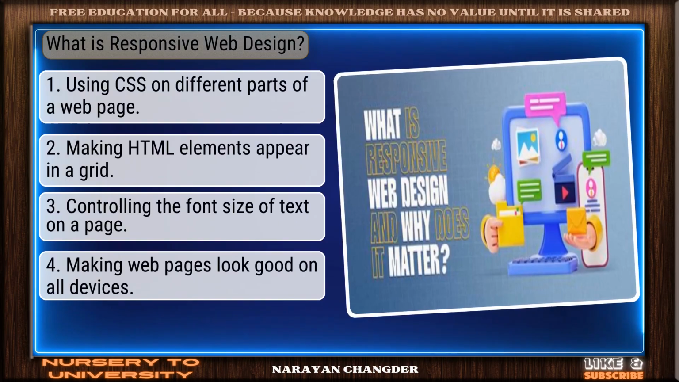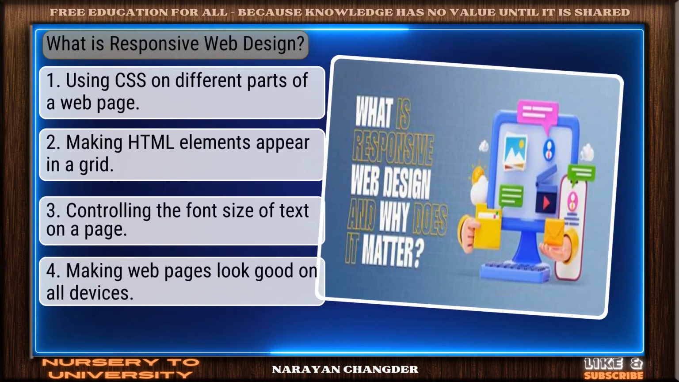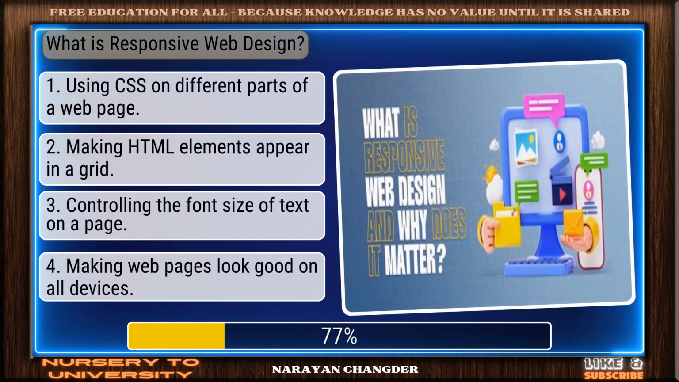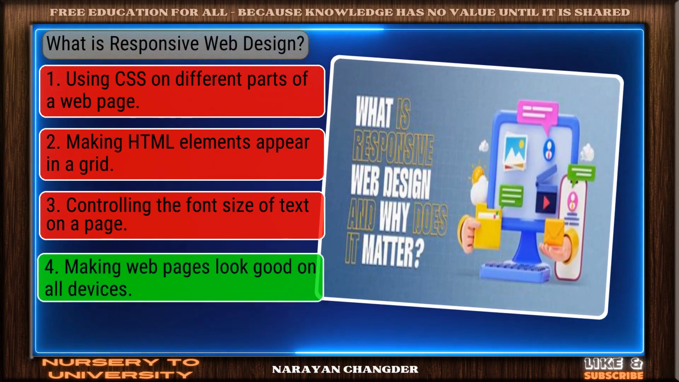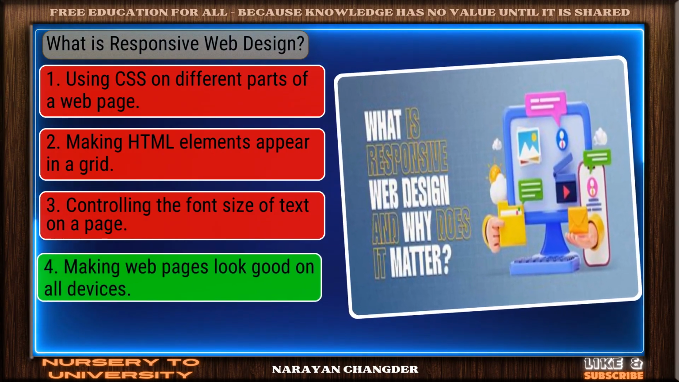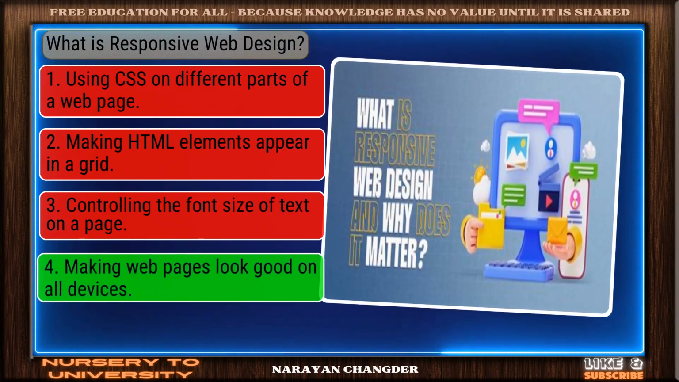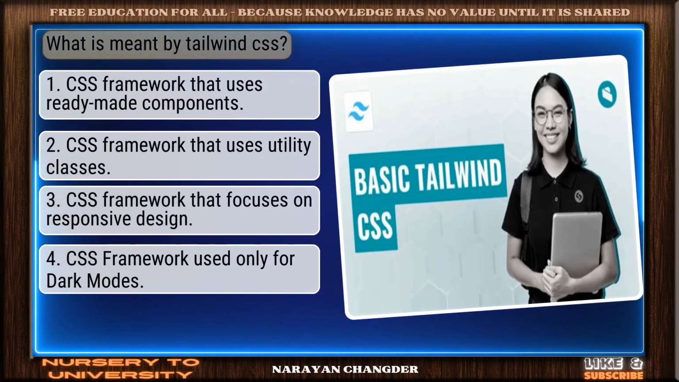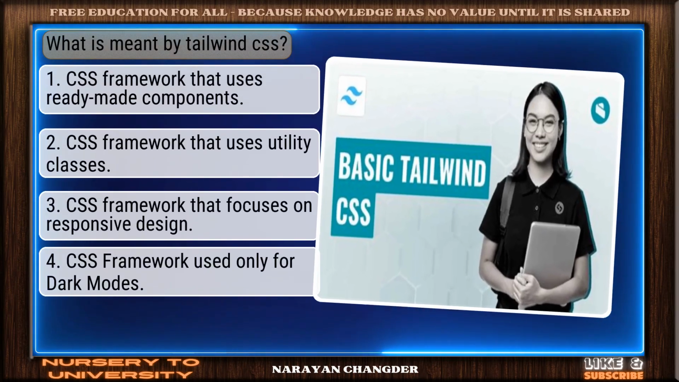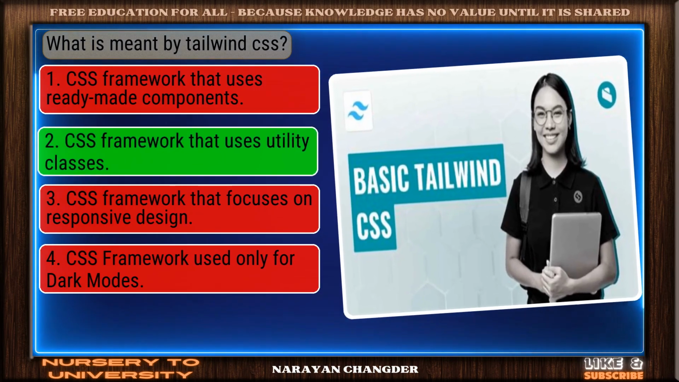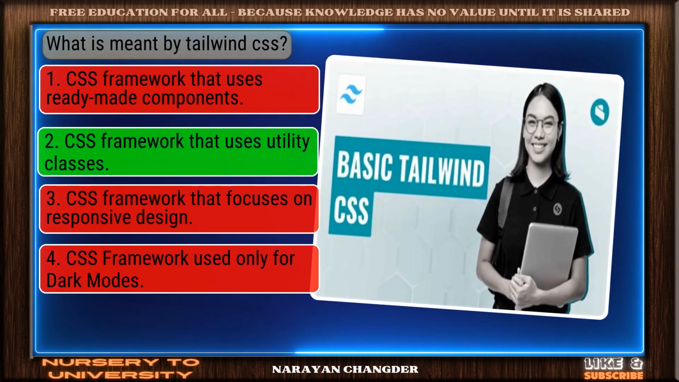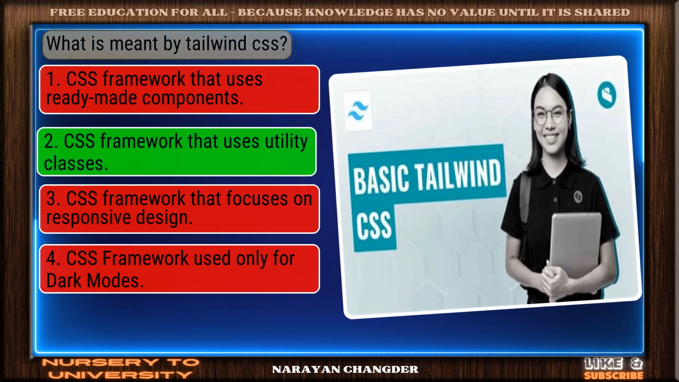Question number 51. What is responsive web design? Correct response. Making web pages look good on all devices is the most accurate answer. Question number 52. What is meant by Tailwind CSS? Well picked. CSS framework that uses utility classes is the correct answer.